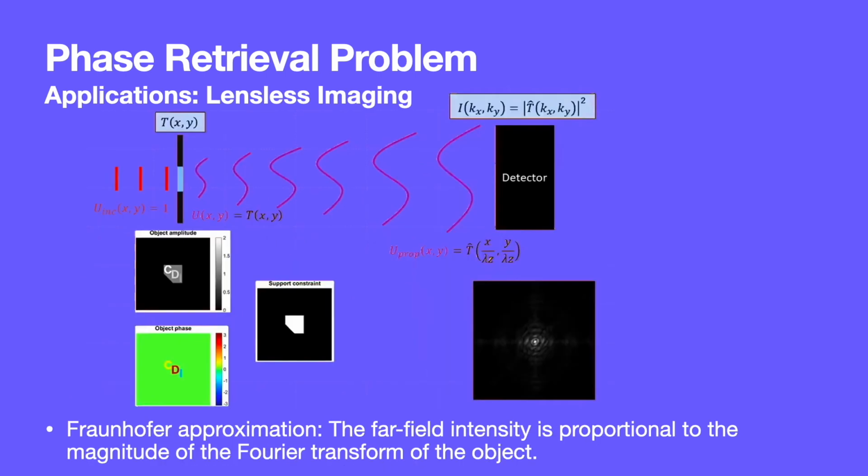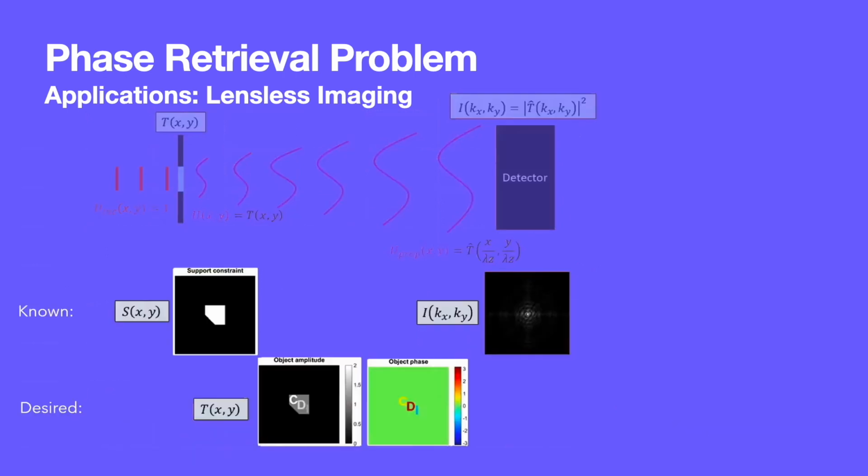As we also discussed in the class, this far field intensity is proportional to the magnitude of the Fourier transform of the object. This is also true for a 2F system with infinite aperture assumption. So we have a support constraint. We have the intensity, which is the squared magnitude of the Fourier transform of the transmission function t(x,y), and we want to find the transmission function using these two constraints.